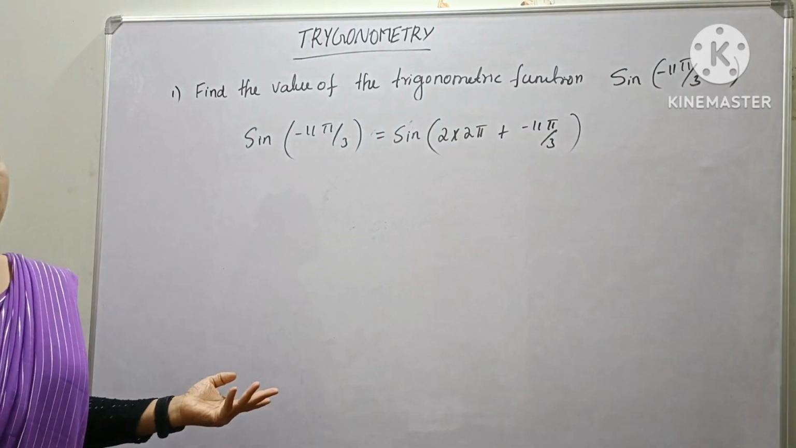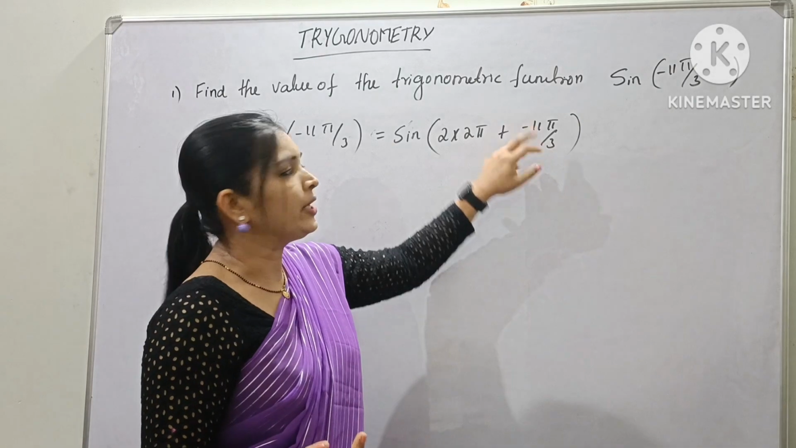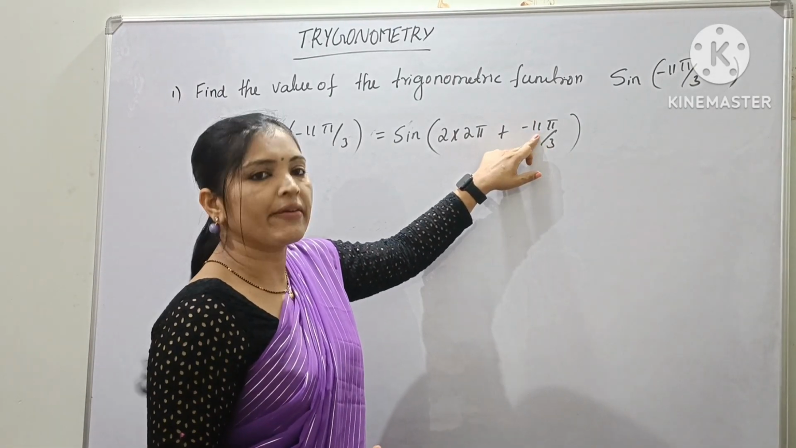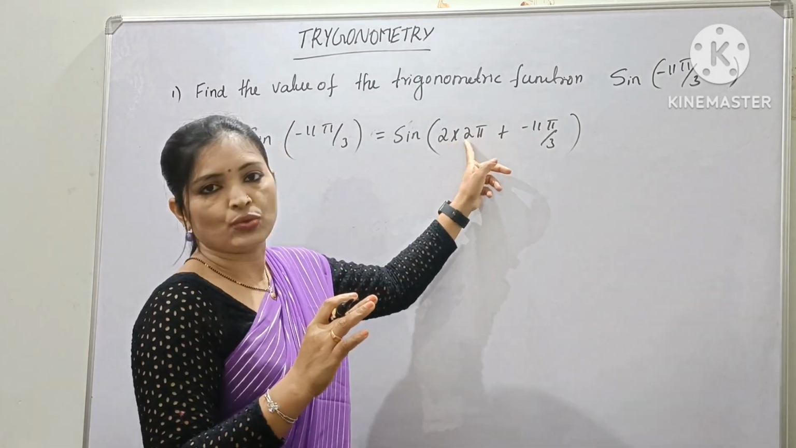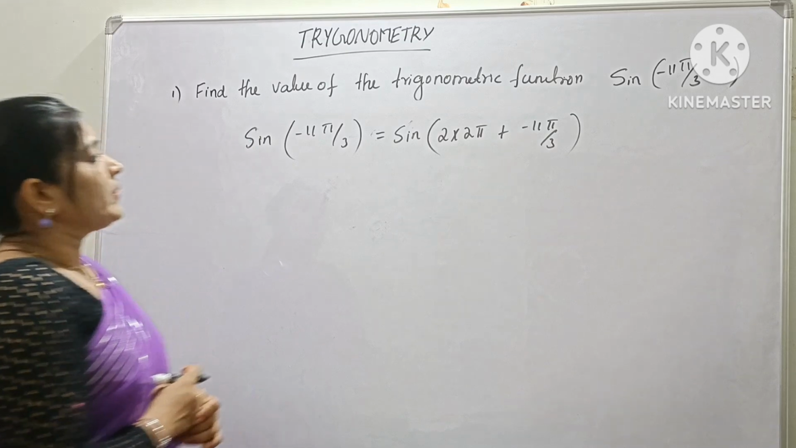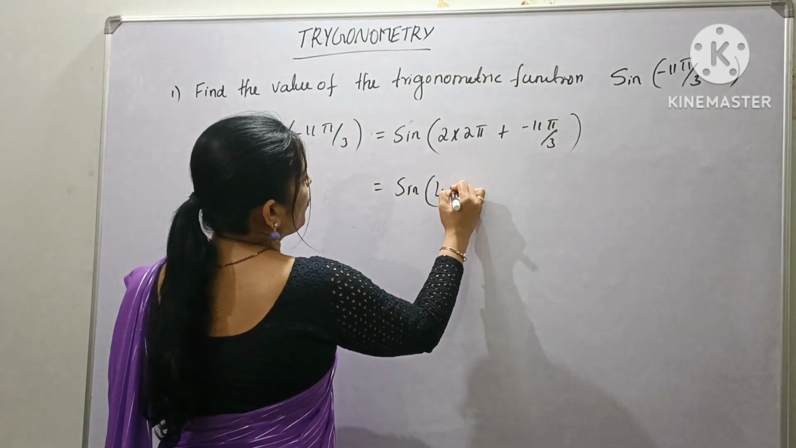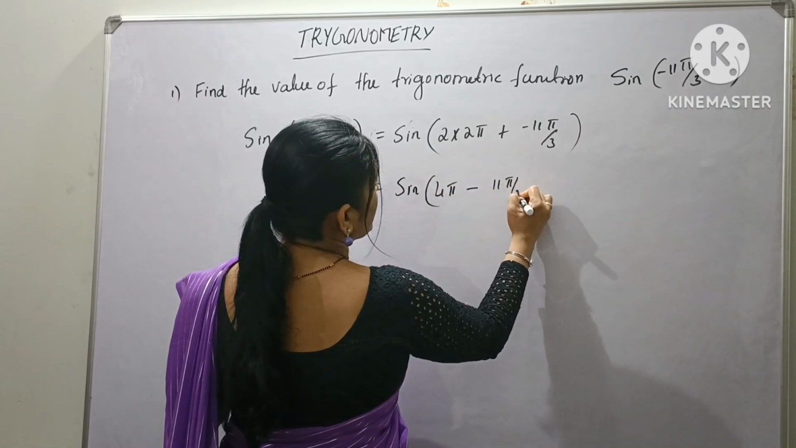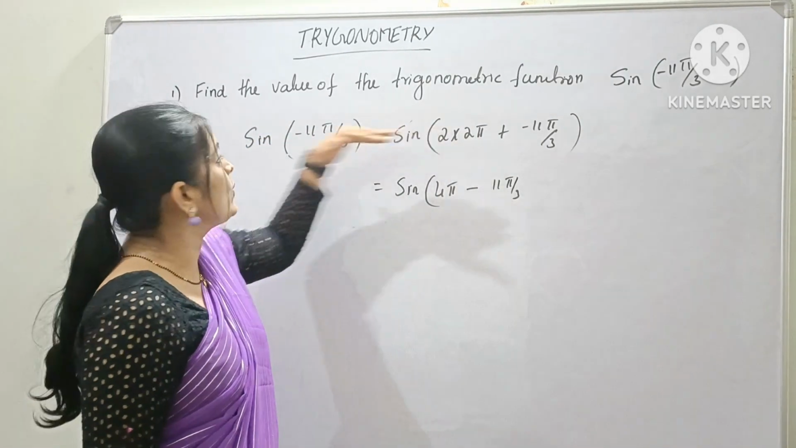Okay, why 4 pi? 4 pi is close to this one, right? If it is 12, it will be 4 pi. Now it is 11, so it is near to 4 pi, right? Then that is sine of 4 pi minus 11 pi by 3. This one is equal to this one.